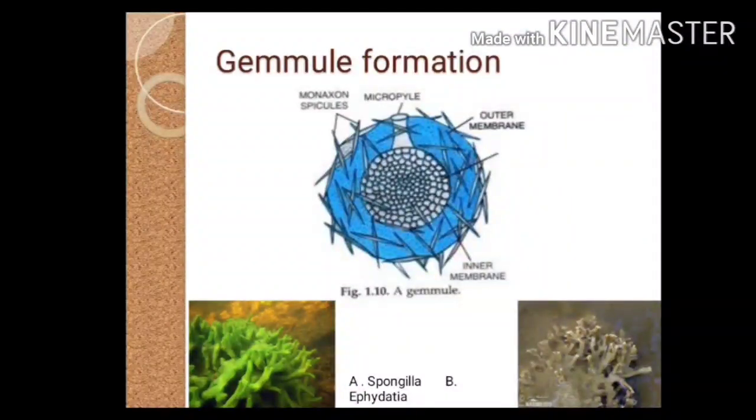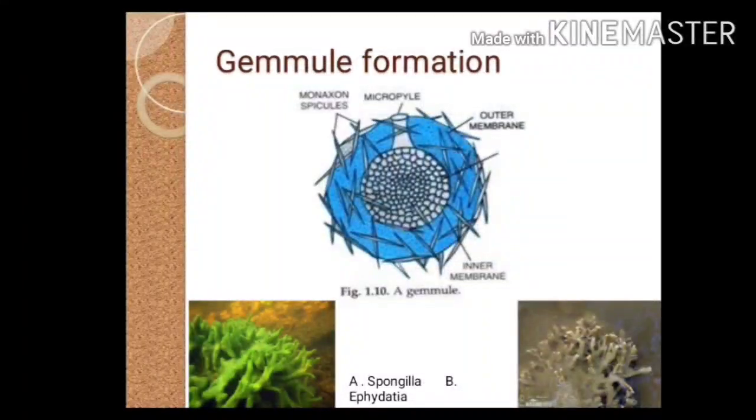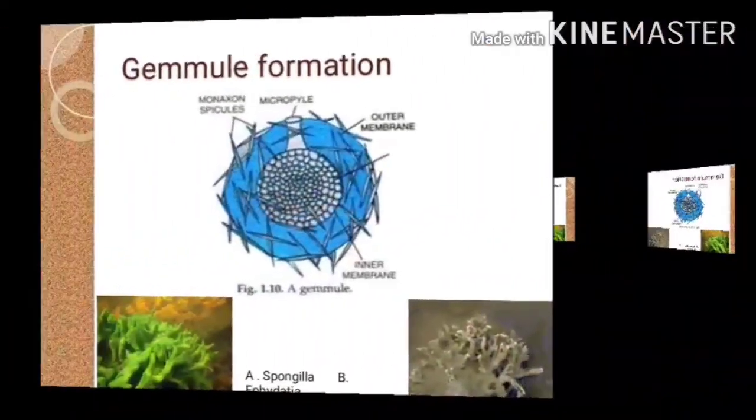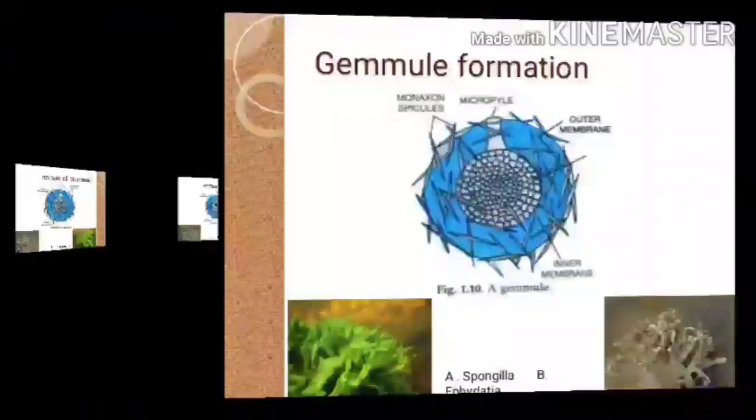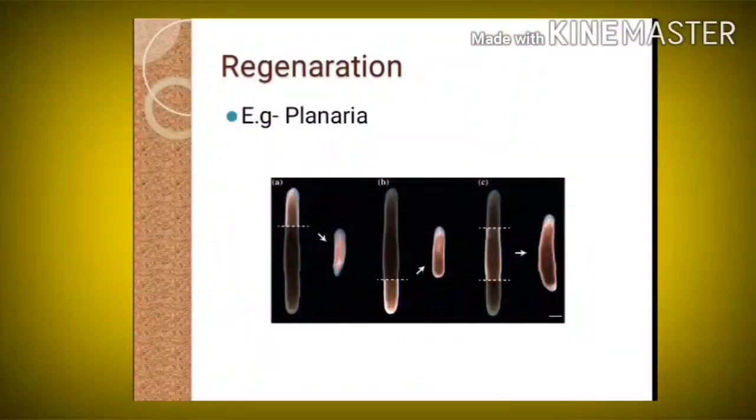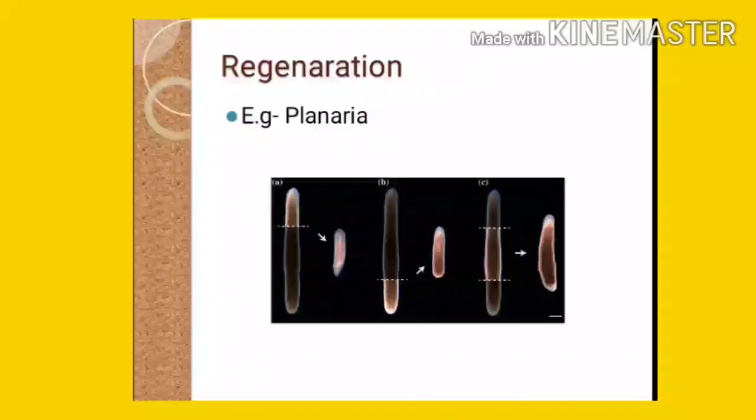During favorable conditions, the archaeocytes come out of the gemmule through a small opening called the micropyle and form new sponges. During unfavorable conditions, they remain inside the organism. Whenever there is a favorable condition, these small ball-like structures come outside the gemmule. So this is the example given, that is spongilla.